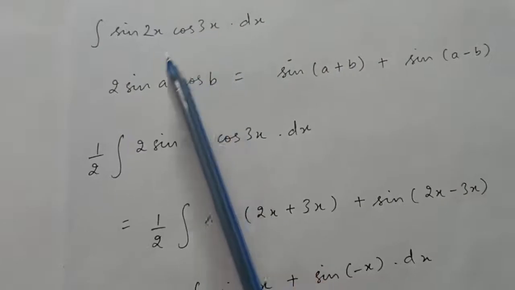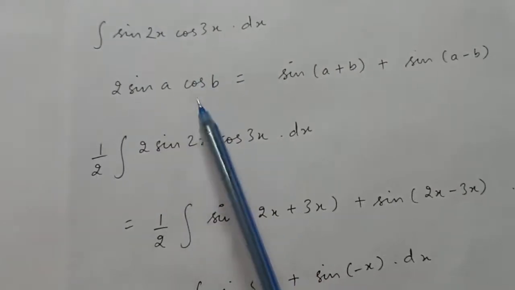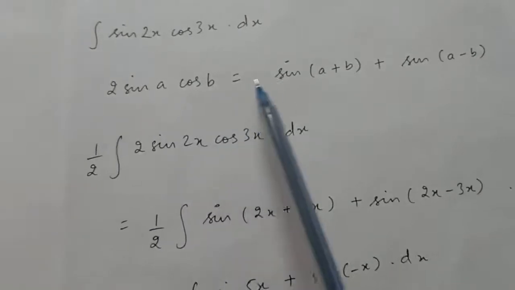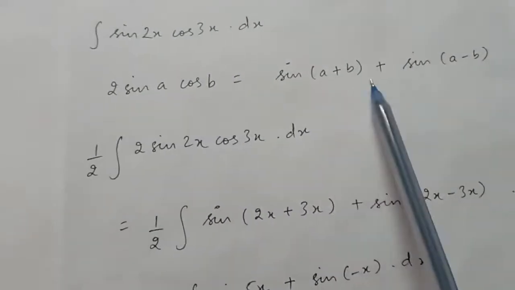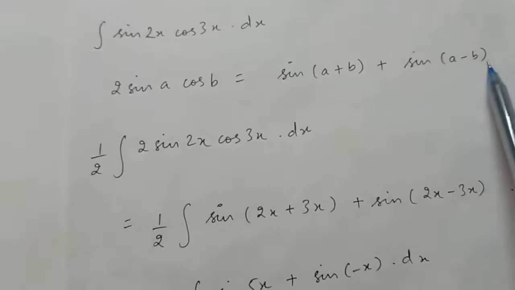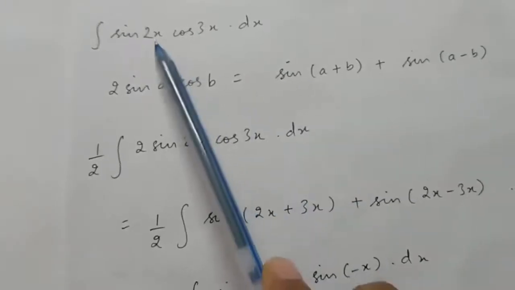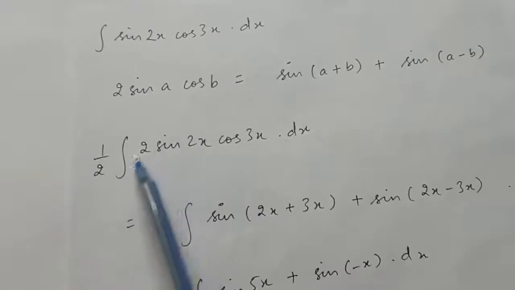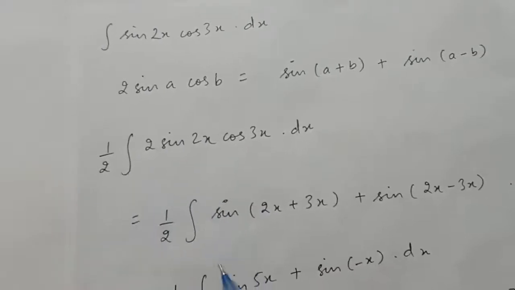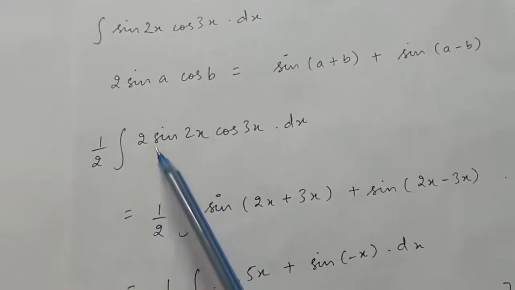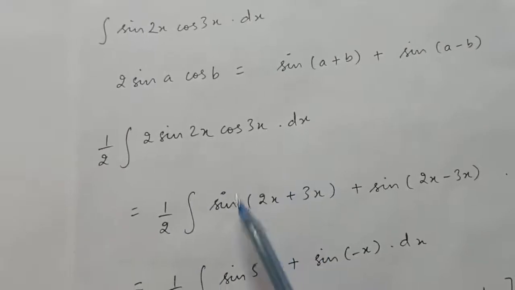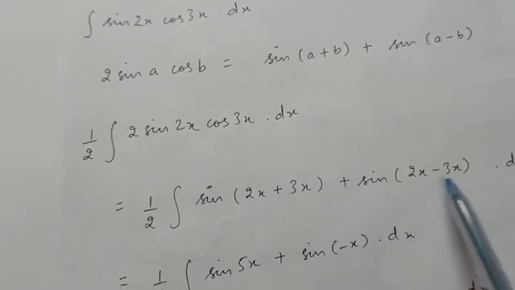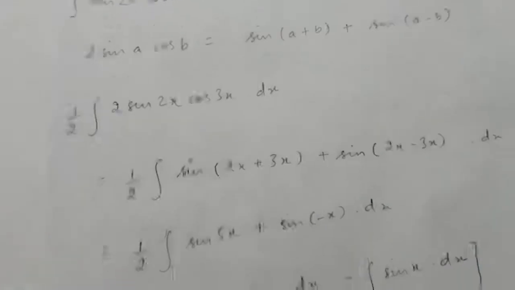substitution. Therefore, we will apply the trigonometric identity of 2 sin a cos b, which is sin a plus b plus sin a minus b. So this is sin 2x into cos 3x. Multiply and divide the integral by 2. Now 1 by 2 as it is, in place of this we can write sin a plus b plus sin a minus b into dx.